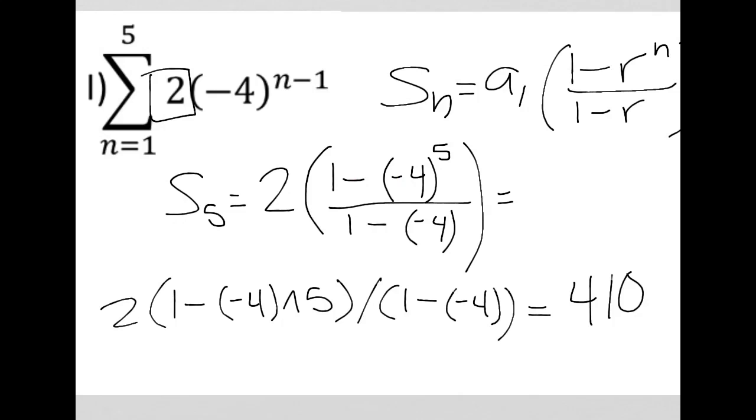Use your parentheses. Make sure you are raising the entire value, including the negative part, to the power. So just put the parentheses around your r value. If it is negative, include the negative in those parentheses, and you will be okay.